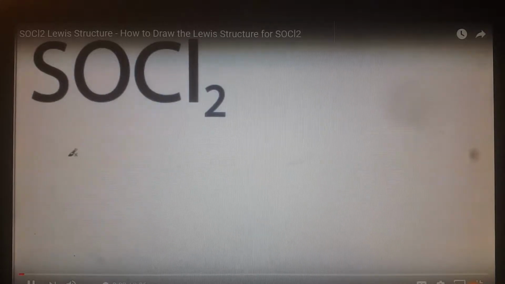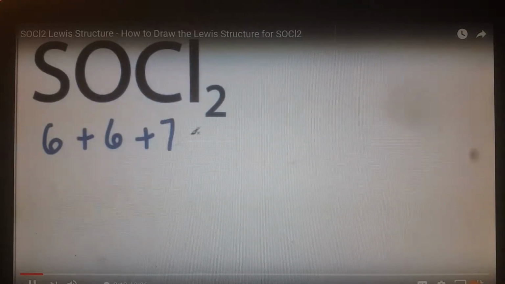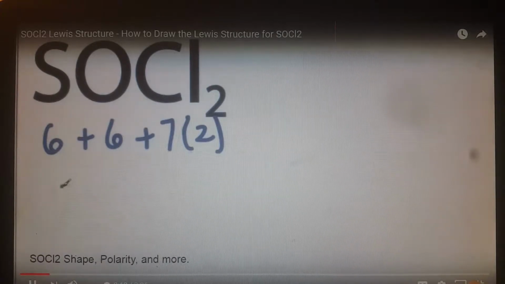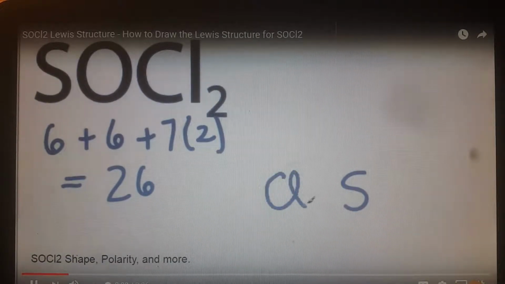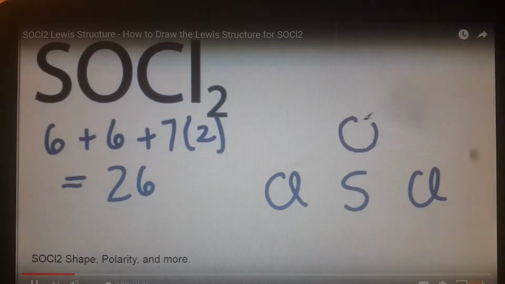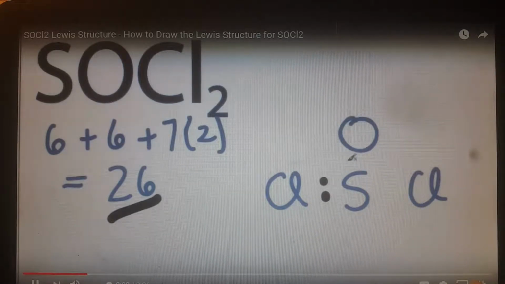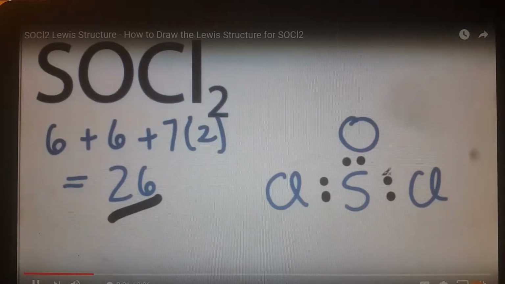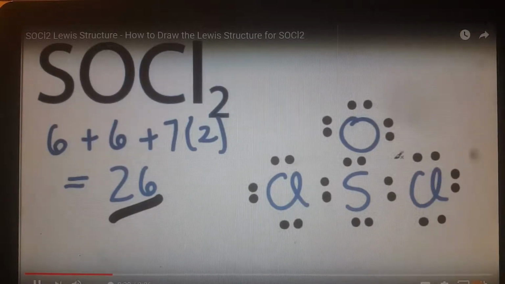This is Dr. B. Let's do the SOCl2 Lewis structure. Sulfur has 6 valence electrons, oxygen has 6, chlorine has 7, we have 2 chlorines, and that equals 26 valence electrons. Sulfur is the least electronegative. You can go at the center. Let's put a chlorine on either side, and then the oxygen right there. We have 26 valence electrons. We'll put 2 electrons between each of the atoms to form chemical bonds. There's 6, and then around the outside, 8 and 26.